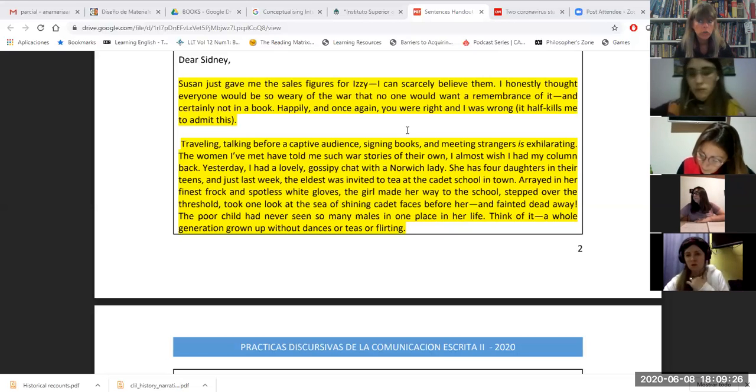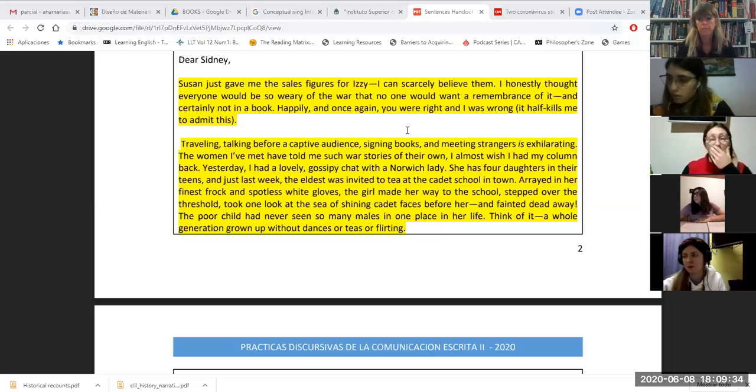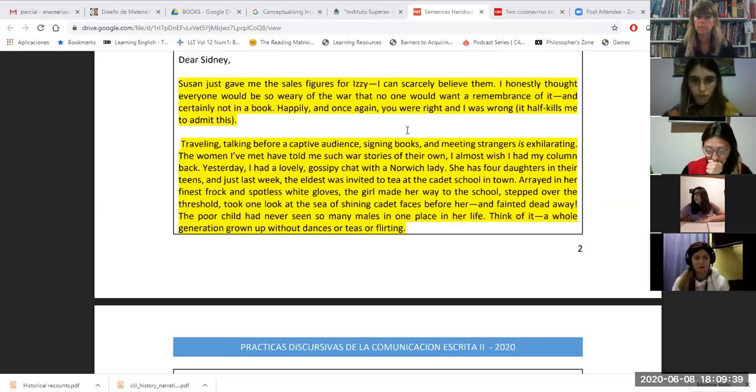Any questions so far? No? Let's discuss the second sentence. Who can do this? It says, I honestly thought everyone would be so wary of the war that no one would want a remembrance of it, and certainly not in a book. Here there is another hyphen, but is this hyphen functioning as a coordinating conjunction, linking two clauses?